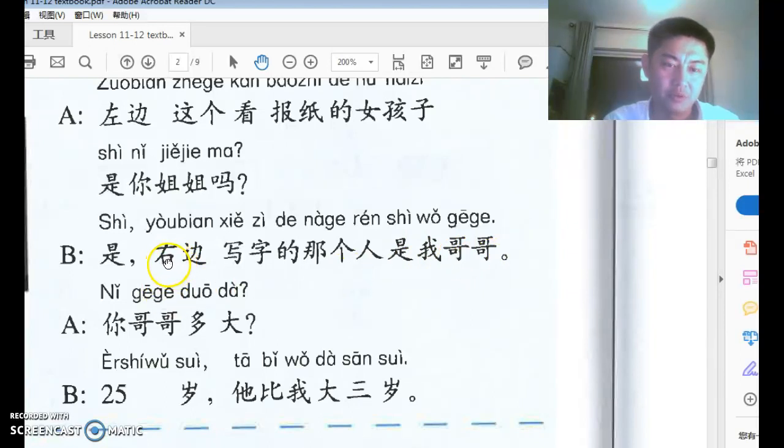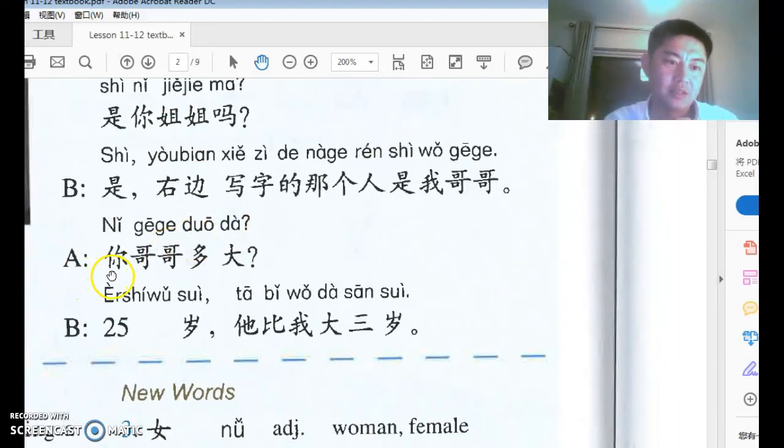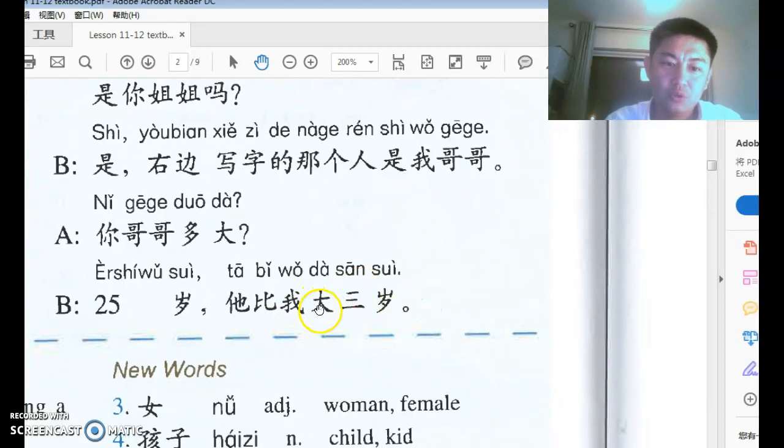右, right? There's a mouth on the 右, and on the 左 there's a work 左. So the left brain is working, logical. The right brain is creative, speaking. Remember, that's why we have a mouth on the right and a work on the left. A says 你哥哥多大? That's an easy sentence. How old? B says 25岁. That's the grammar point of the lesson. 他比我大3岁, 3 years older, bigger than I.